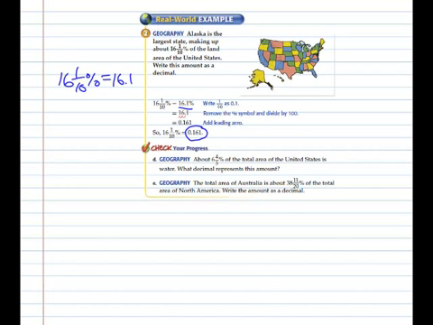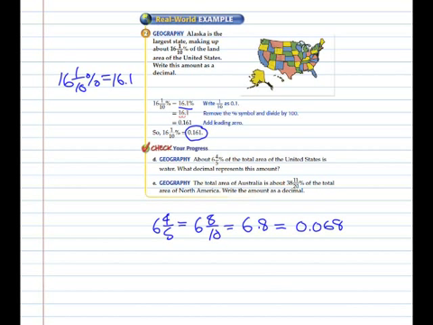Example D. 6 4/5% of the total area of the United States is water. What decimal does this represent? Well, a little bit of an additional step here. I have to change 4/5 to 80 over 100, or 8 over 10, I guess I could do that, which then would write as a decimal 6.8. Then dividing by 100 means moving my decimal point 2 places to the left, 0.068 as a decimal.